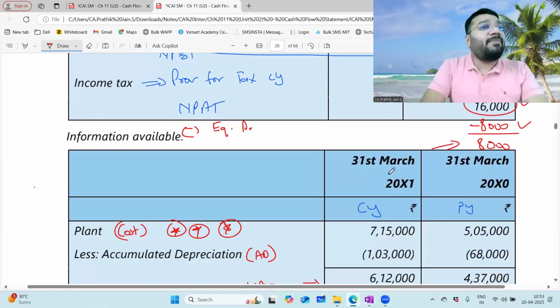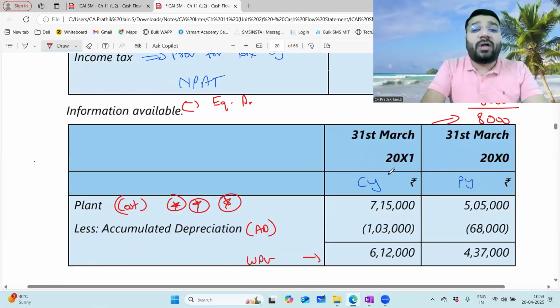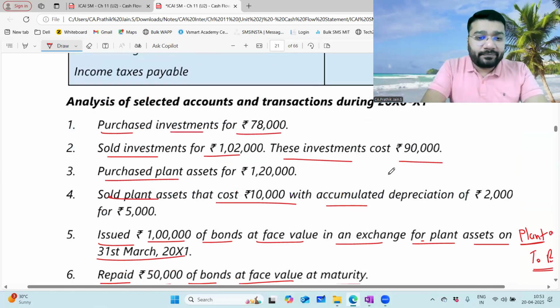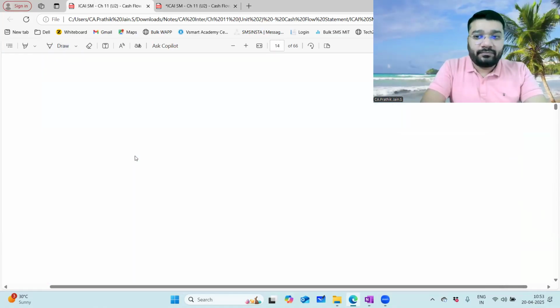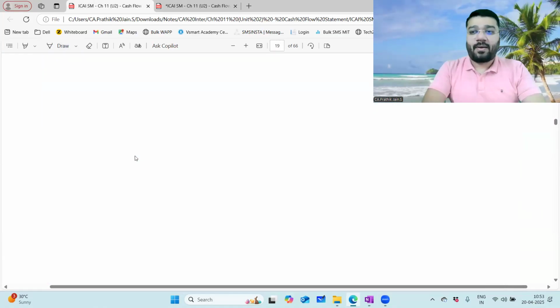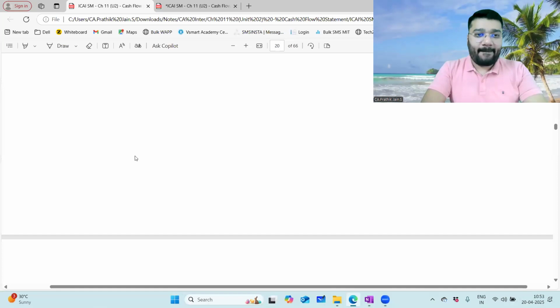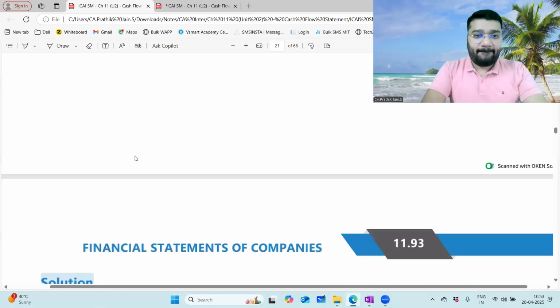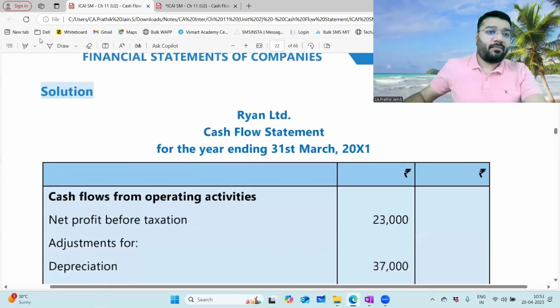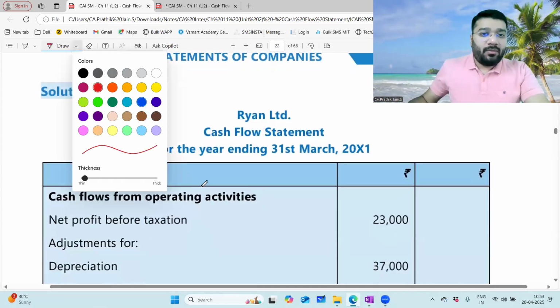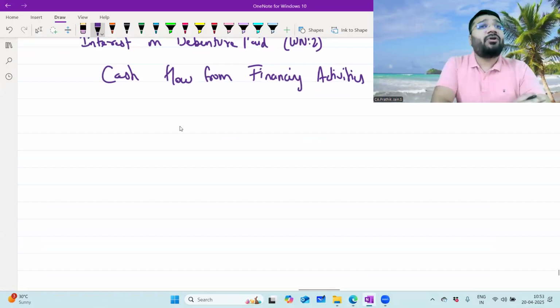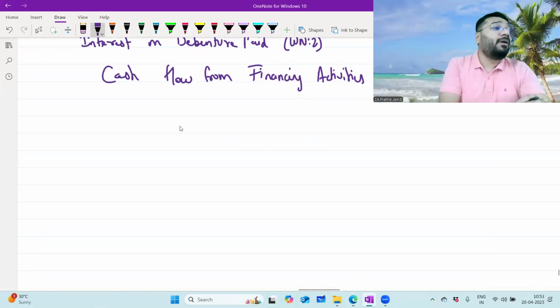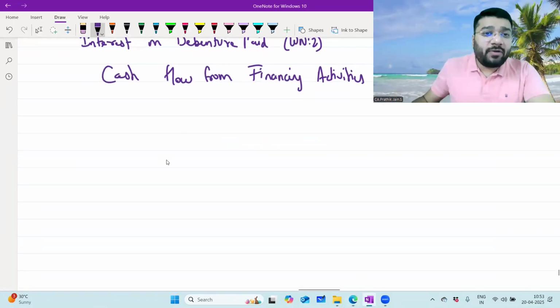Heading: cash flow statement for the year ended 31st March 2001. Please write it down. You write the heading also. Which heading? You're preparing the cash flow statement for whom? Rayan Limited. See the books of Rayan Limited. Or you can write just Rayan Limited.